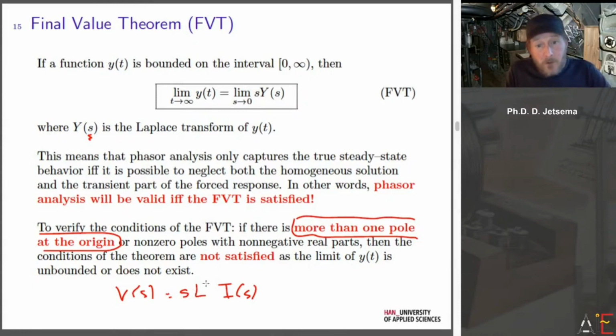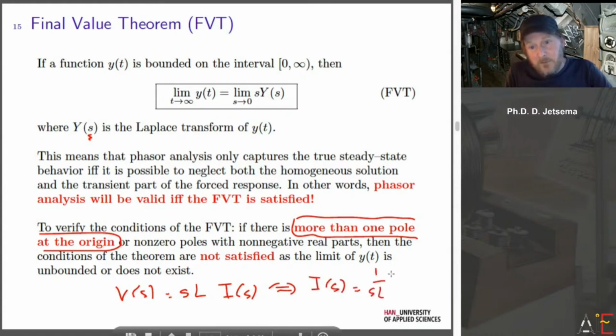So if you look at it like this, then I can say I(s) is 1 over sL times V_L(s), and this will be your input here, and the current is of course the integral of your voltage. That's what the 1 over s is actually reflecting in the Laplace domain. A time integration in the time domain means dividing by s in the Laplace domain.